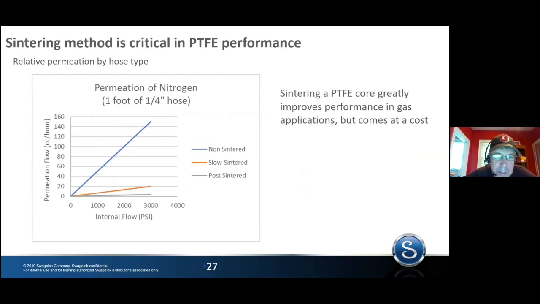What we want to stress here is when you use a PTFE Teflon core hose in a gas application, it's critical to understand first of all, how important permeation is, eliminating permeation could be, and secondly, how the hose is made. Is the hose going to perform well in this application? And there's a wide range, and too many times people look at a PTFE hose and they think they're all the same, and there's a huge range of performance that you could see.